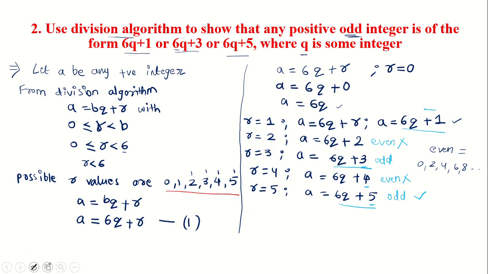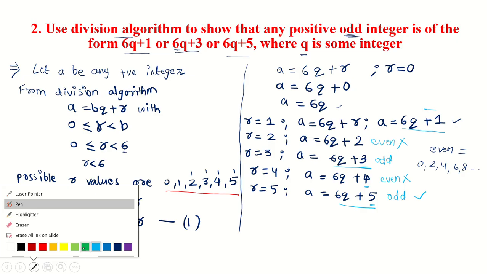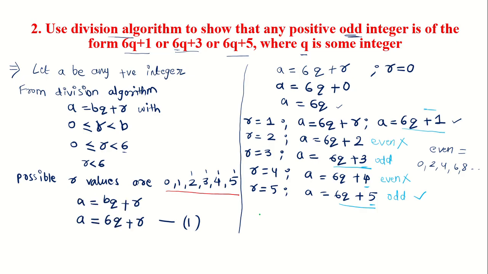So, you can write the last statement that for every positive odd integer that we took, a, if you remember in the first step, we took let a be any positive integer.